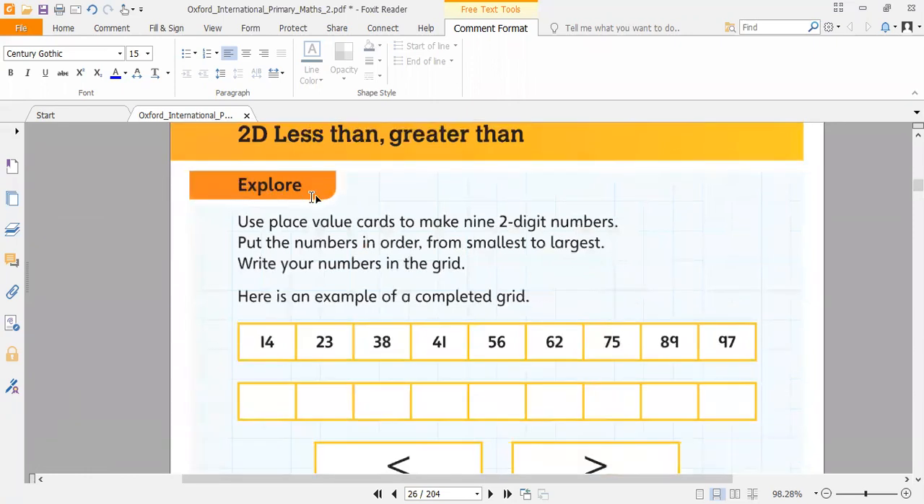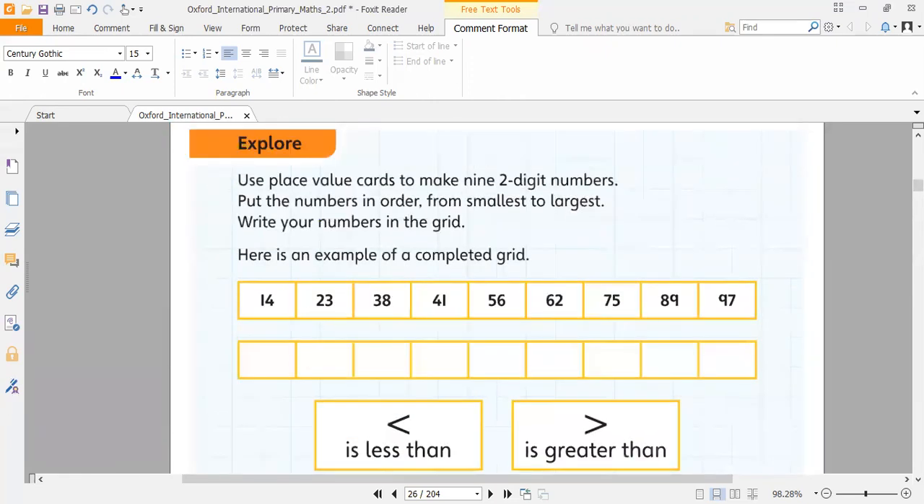Our next topic is 2D, less than and greater than. Use the place value cards to make 9 two-digit numbers and put these numbers in order from largest to smallest. And here is the example of the grid.